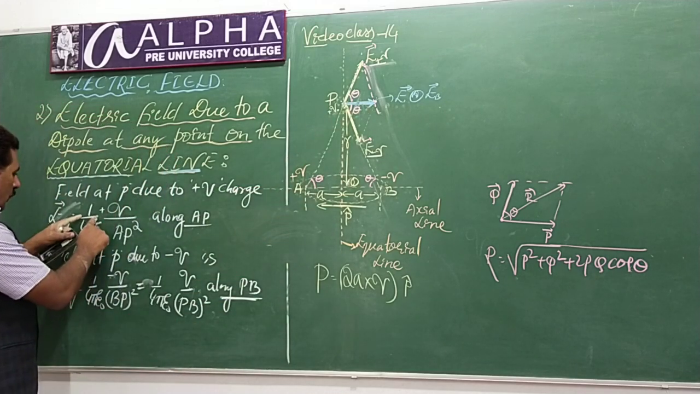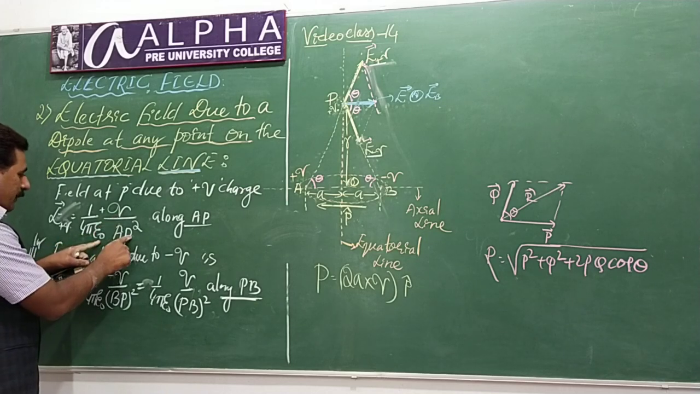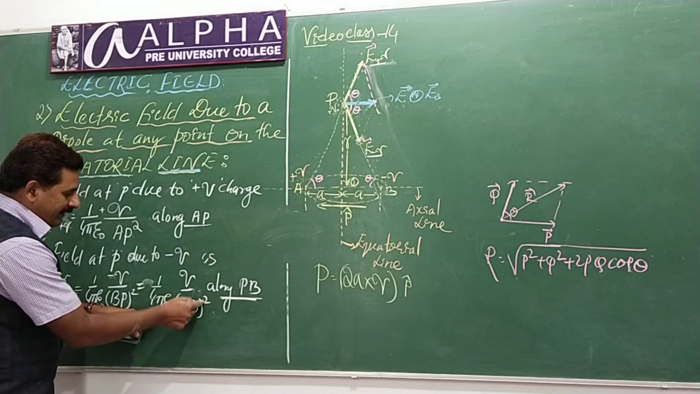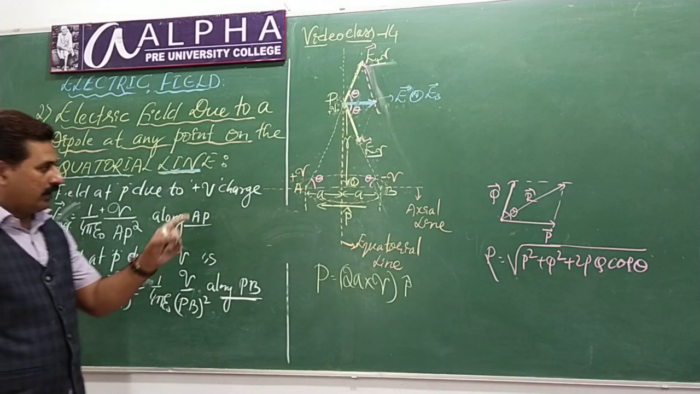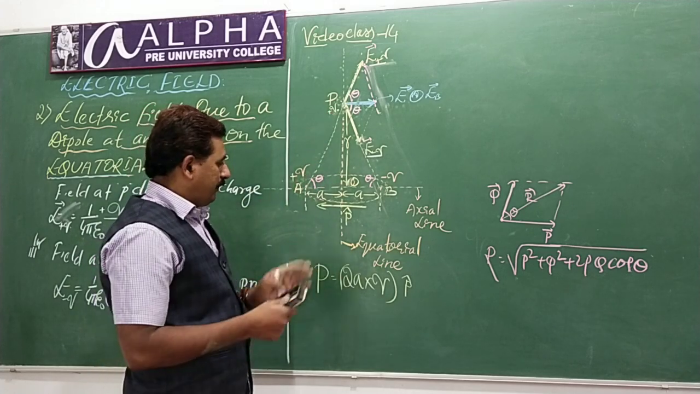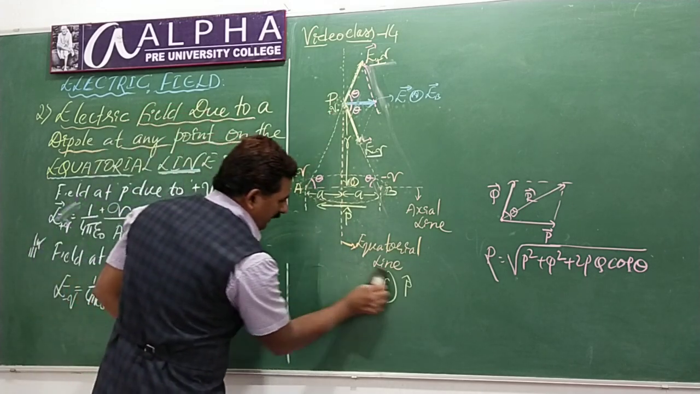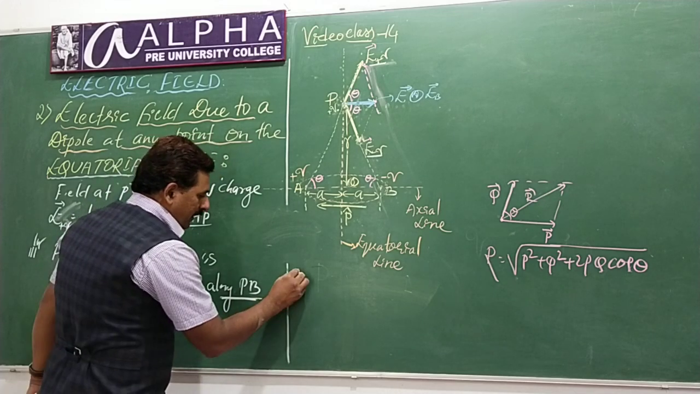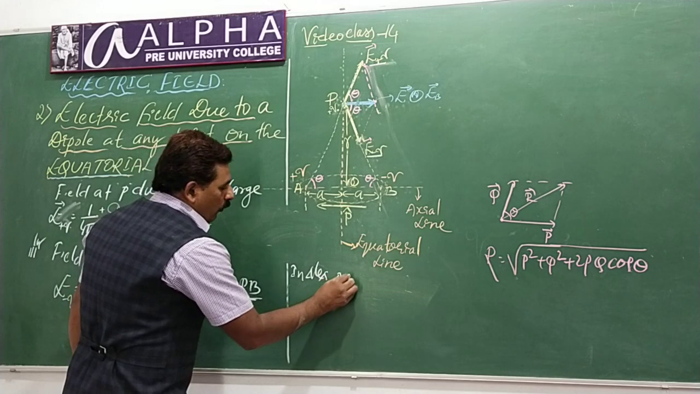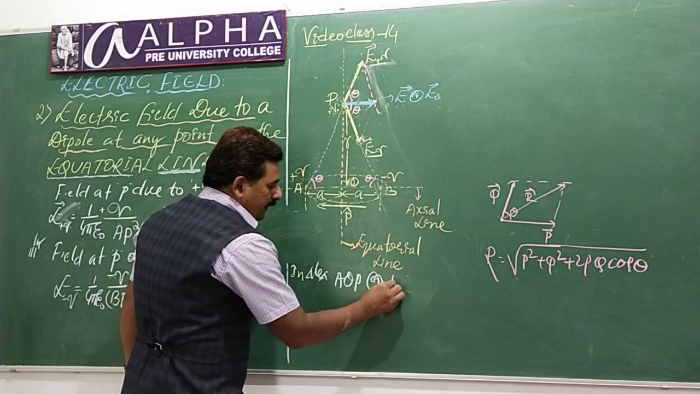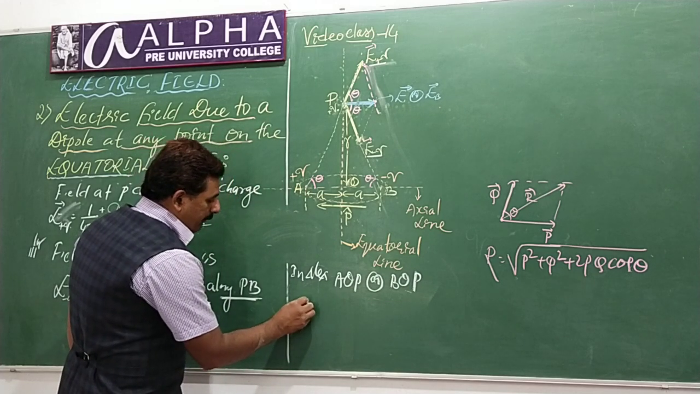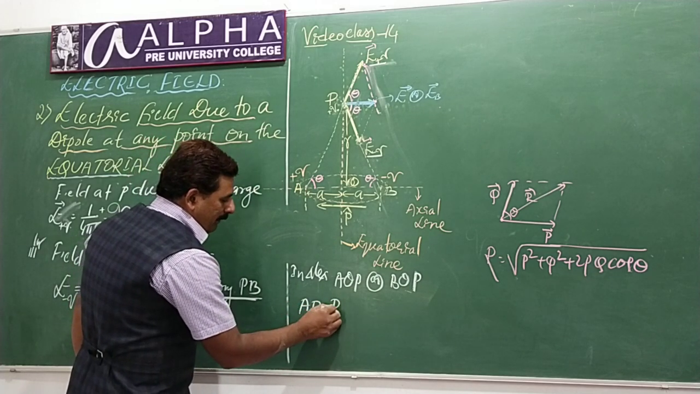Value is 1 over 4 pi epsilon 0 Q by AP square, and 1 over 4 pi epsilon 0 Q by PB square. Remember students, trigonometrically, PB and AB both are same. I'll write that. You can follow that in the figure or in the triangle. In triangles AOP, observe, or BOP, right angle triangle, AP is equal to PB.